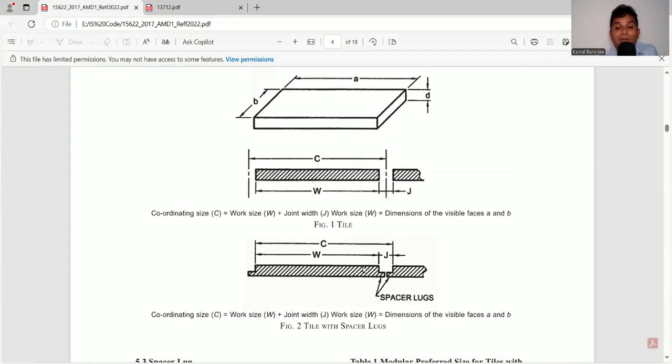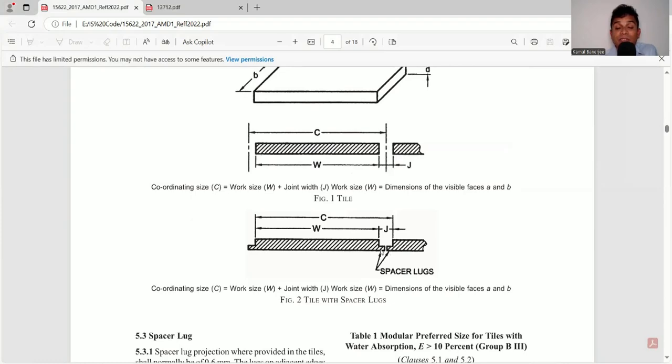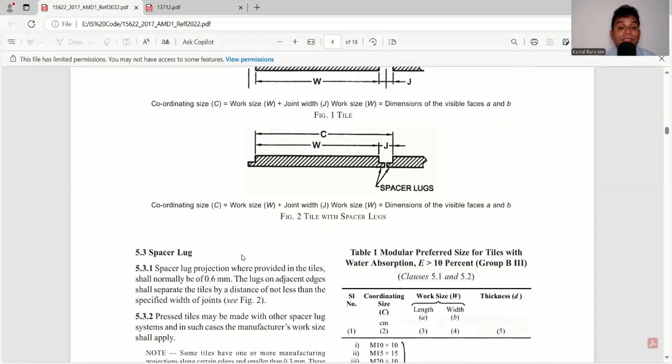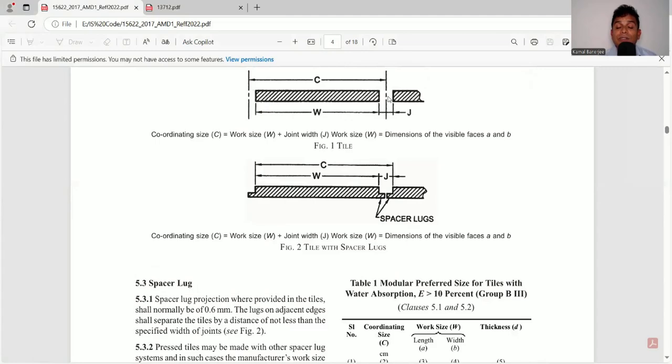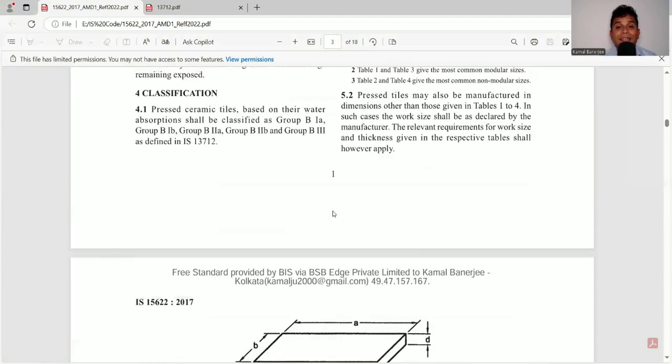Here there is a spacer lug. So this spacer lug can be there in the tiles whenever it is manufactured. Spacer lugs projection, where provided in the tiles, shall normally be 0.6 mm. These lugs on adjacent edges shall separate the tiles by a distance of not less than the specified width of the joint. So it is helping us to make the joint width throughout the area entirely smooth or the same. So here a spacer lug is there, or sometimes there is no spacer lug. So that is also something we need to check.